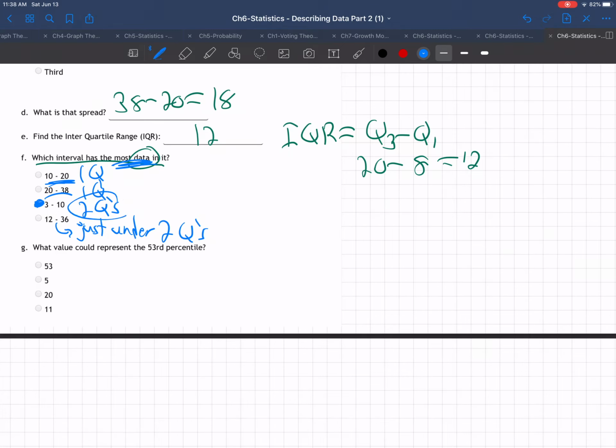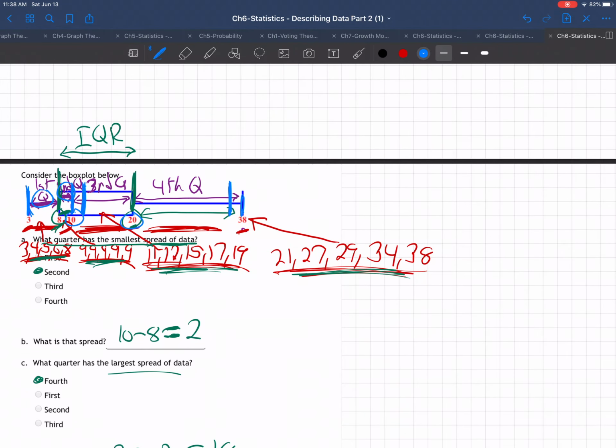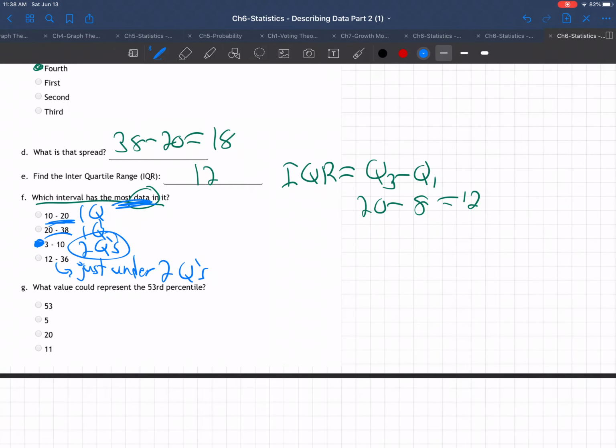Why? Because it's 2 full quarters of data. From 3 to 10, right? From 3 to 8, however many values are there, 8 to 10, there's a whole bunch of values there. That's 2 full quarters of data. That's going to have the most data.